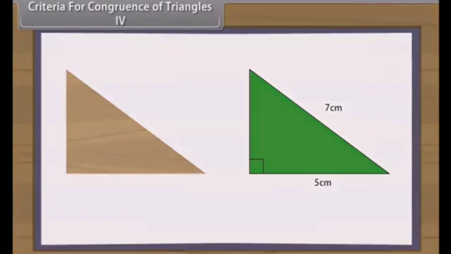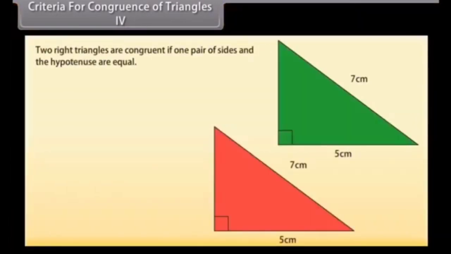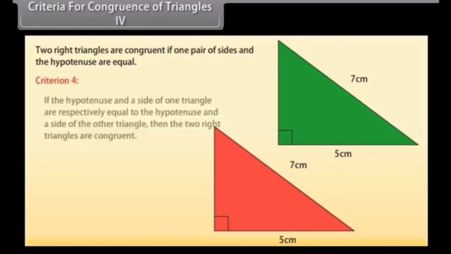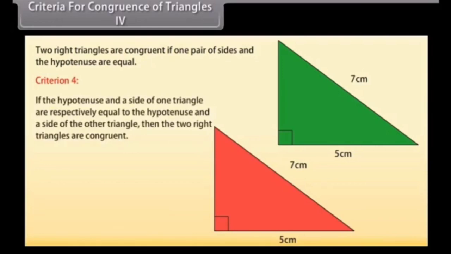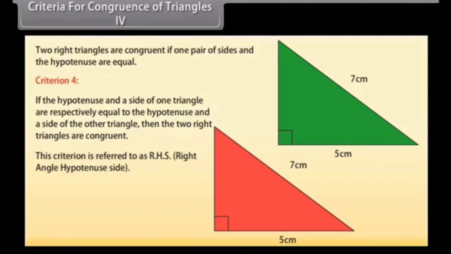Or we can say that 2 right triangles are congruent if one pair of sides and the hypotenuse are equal. This we have as Criterion 4. If the hypotenuse and the side of one triangle are respectively equal to the hypotenuse and the side of the other triangle, then two right triangles are congruent. This criterion is referred to as RHS, right angle hypotenuse side.